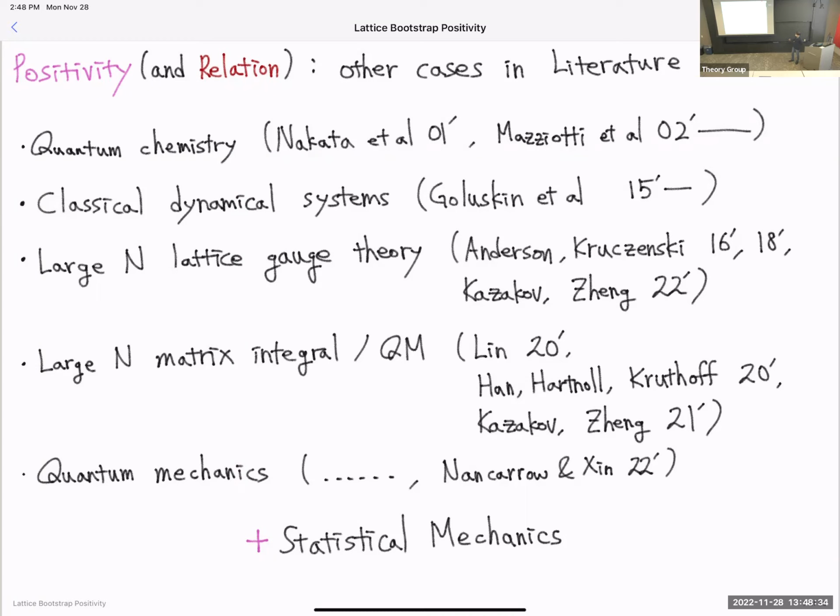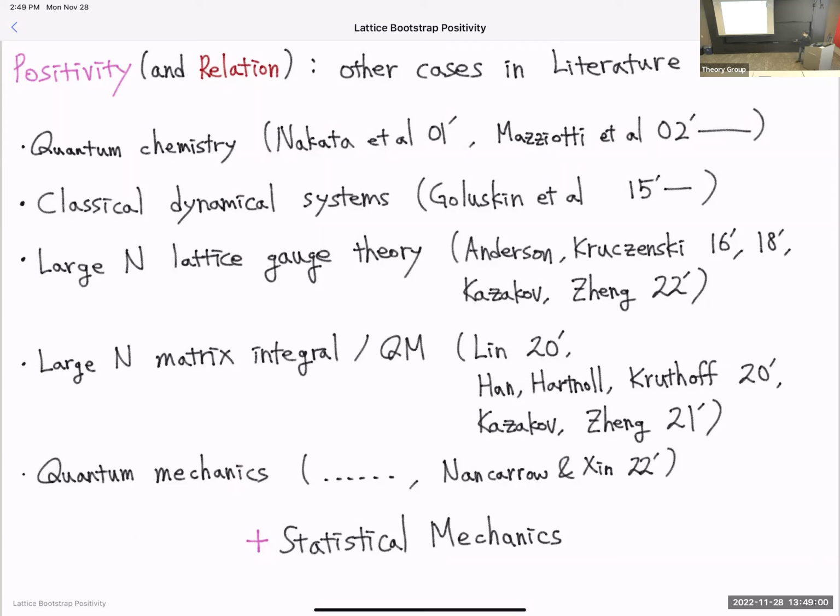And there's also another setup where this type of approach, positivity and relation, has proven very powerful. That's in the context of classical dynamical systems. This was initiated in work by Bobkov, Fantuzzi, and other collaborators in 2015. If I have time after the talk, I might actually present a few slides on this because I'm currently also working on this one.